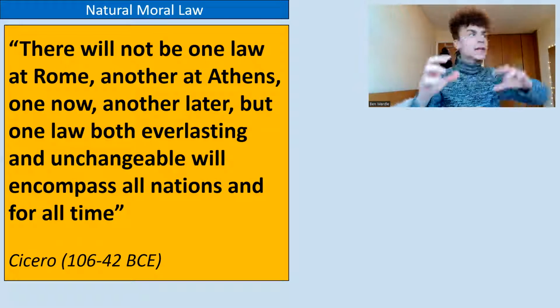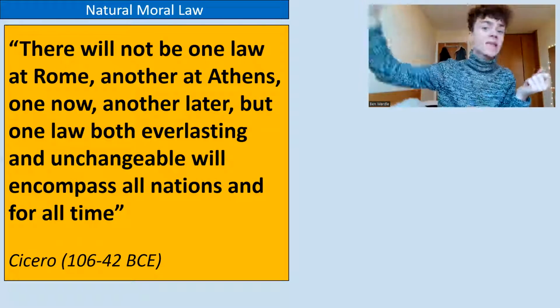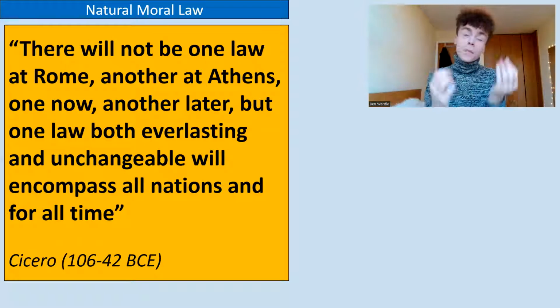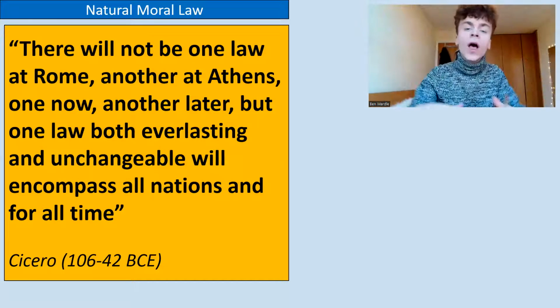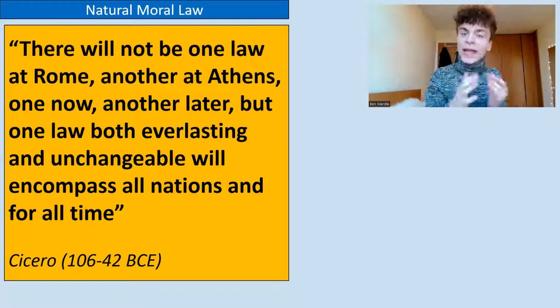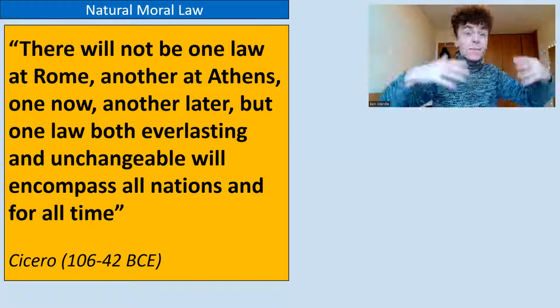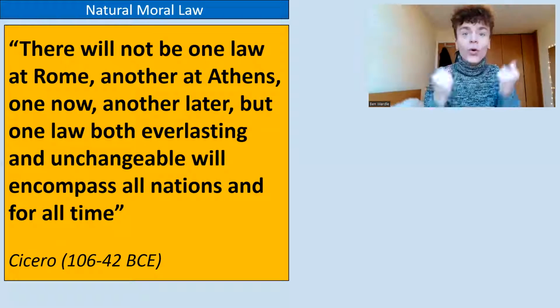And I think this is really powerful because it really encapsulates what natural moral law is all about. It's about saying that there is one universal, absolute, timeless, eternal law that all people should follow. And so ethics is not subjective. It's not about, well, you know, in Rome they do this, in Athens they do this. It's about the idea that there is this eternal, discoverable law that all human beings should follow. It is universal, it is eternal, and it is binding upon all people in all places at all times.